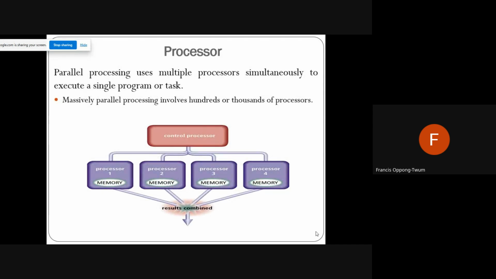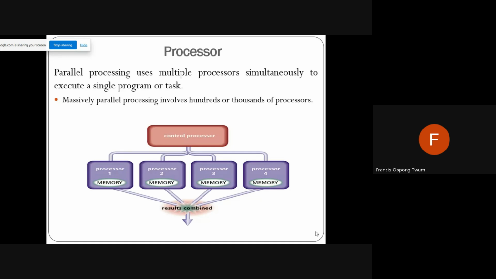And when we talk of the processor, we are going to talk about what we call parallel processing. It uses multiple processors simultaneously to execute a single program or task. Massively parallel processing involves hundreds or thousands of processors. So parallel processing uses multiple processors at the same time to execute a single program or task.